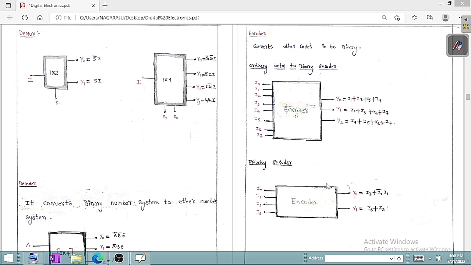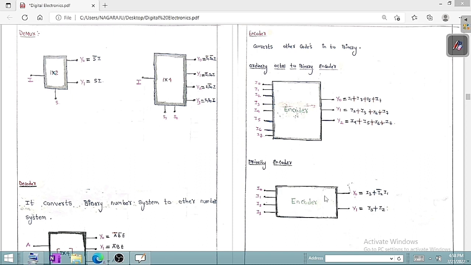Suppose I go for I0, I1, I2, I3. Only for these 4 inputs I want to do the conversion. Then if you write the Karnaugh map, for I0 equal to 1, irrespective of the other inputs, we are going to get the output 0, 0. Similarly, when I1 is equal to 1, irrespective of the other inputs, definitely you have to give the output like this.